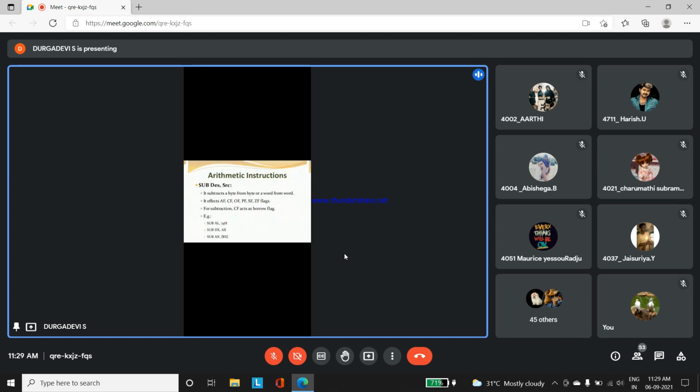Similarly, for doing subtraction, in the small programs you will be doing in microprocessor lab, an assembly level program to add two values present in memory or register, similarly an assembly level program to subtract two values. For subtraction you need the instruction SUB, destination comma source. SUB means it is going to subtract. So SUB AL comma 74 means AL minus 74, and the result will be stored in AL.